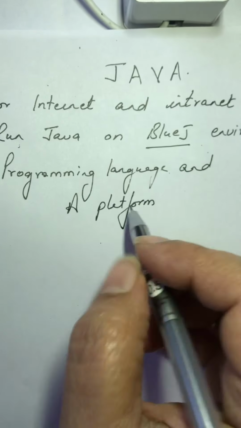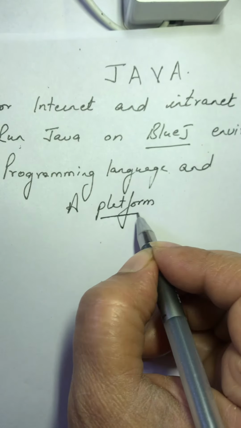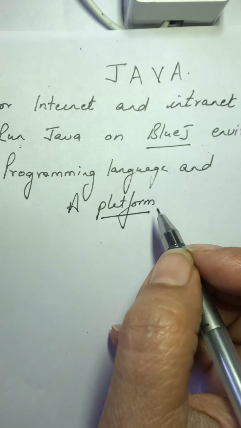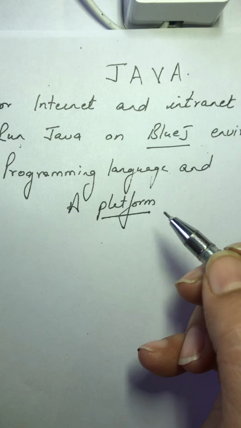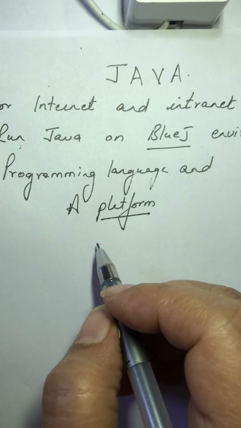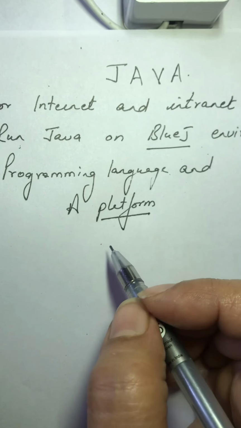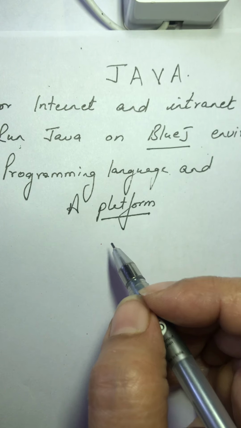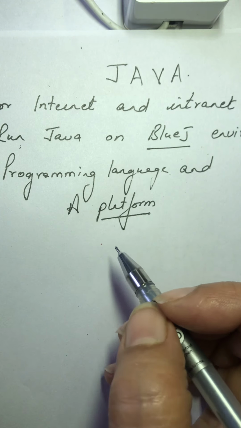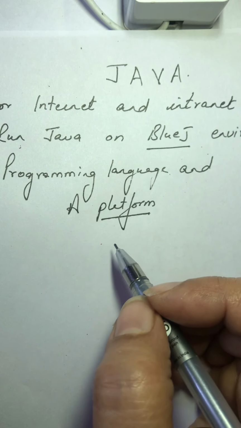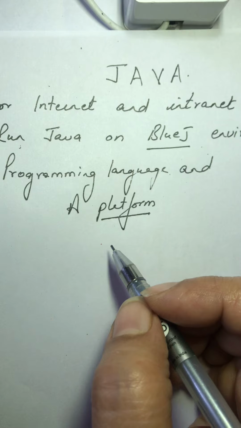Now, I want you to clarify this word, what is platform. Generally, it is a combination of hardware and software. For example, operating system, Windows 10. Then we have Windows 10 on DEC Alphas, or Mac OS. All the operating systems, they are known as platforms.